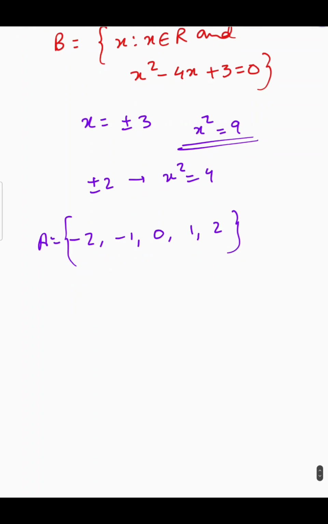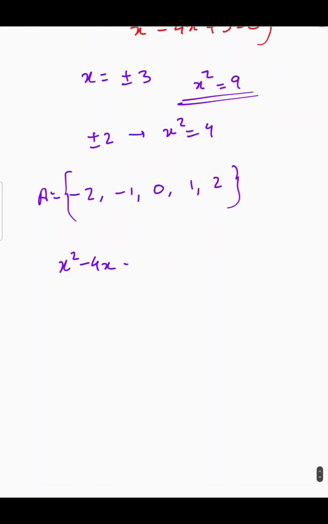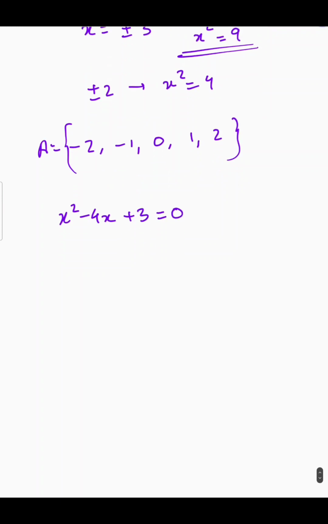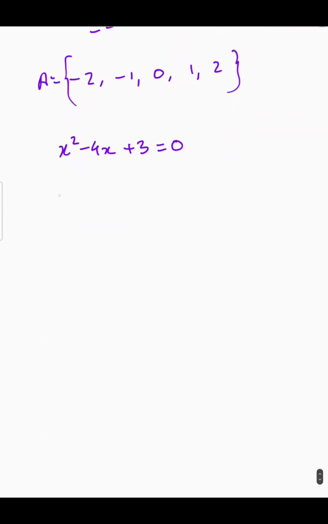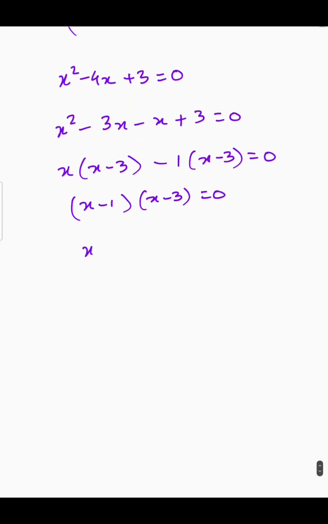Again, a quadratic equation. We have to solve this. x square minus 4x plus 3. 3 ones are 3. So x square minus 3x minus x plus 3 is equal to 0. So x into x minus 3 minus 1 into x minus 3 is equal to 0. x minus 1 into x minus 3 is equal to 0. So x is equal to 1 or x is equal to 3.